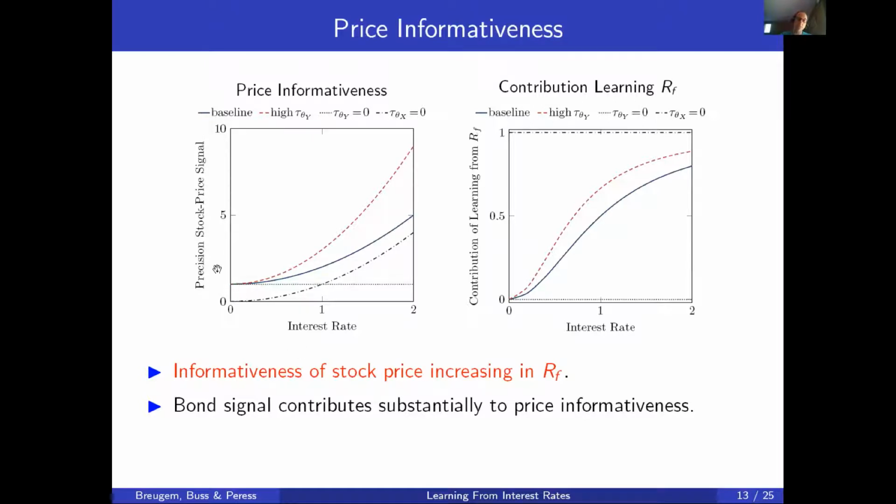The key here is that the precision of the stock price signal is increasing in the interest rate. Right? In the standard Hellwig model, it would just be flat, horizontal. That's the dotted green line. In our economy, as the interest rate grows, which is on the x-axis, the precision of the stock price signal goes up. And the right panel shows that for some set of parameters, how much you learn from the interest rate can be quite sizable.